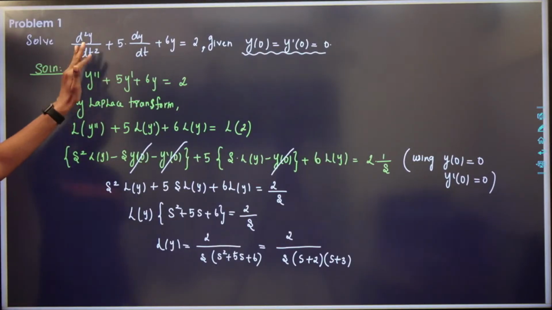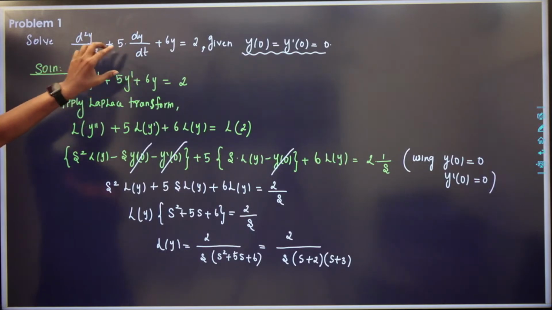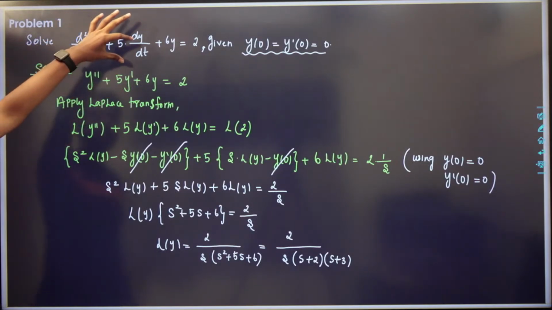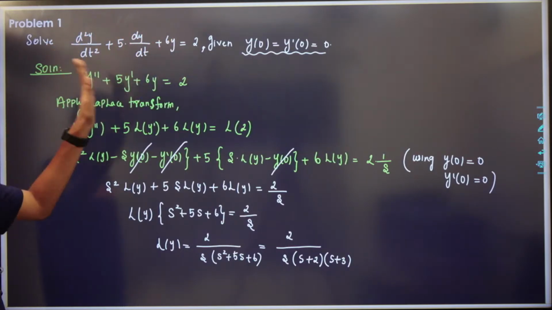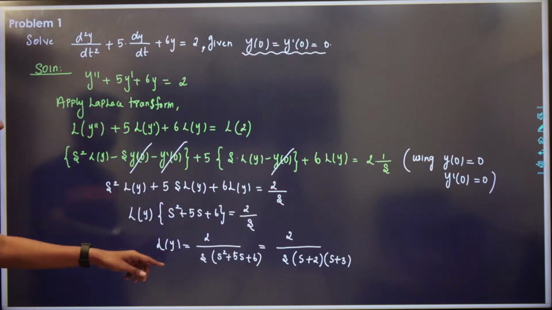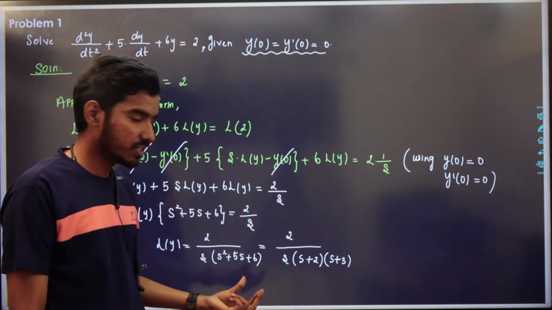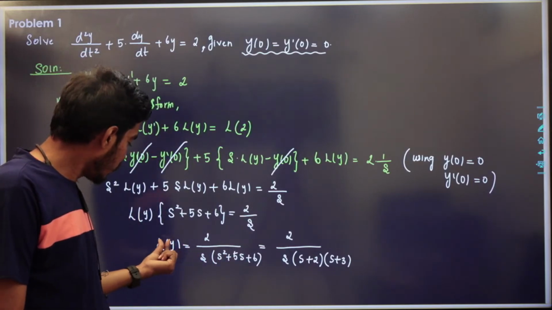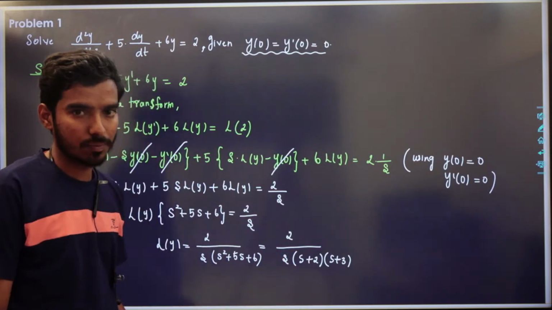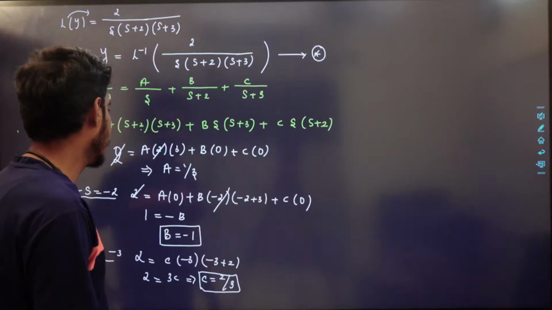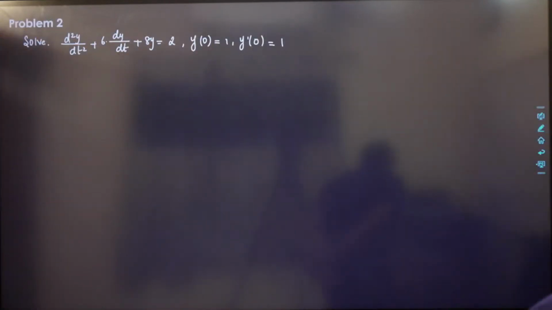Very simple, right? This is y double dash. Here the independent variable is t, so d square y by dt square plus 5 dy by dt plus 6y is equal to 2. So y double dash, y dash, y. Take L on both sides, make use of the formulas, bring L of y to one side, and after that apply L inverse to this function. So do partial fractions for this and then solve the problem. Very, very simple. Is there any doubt?